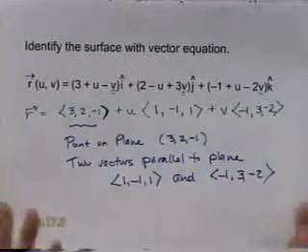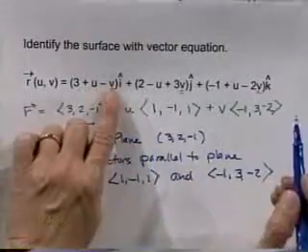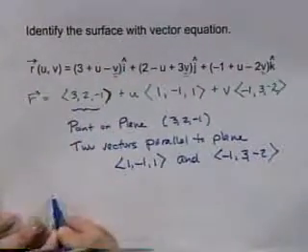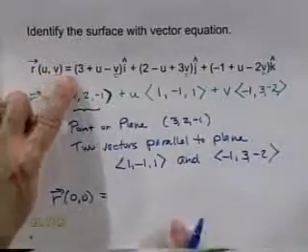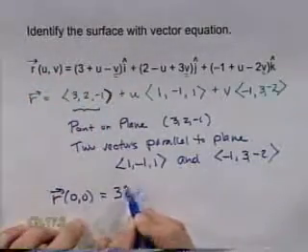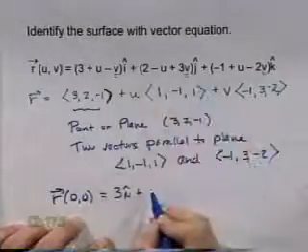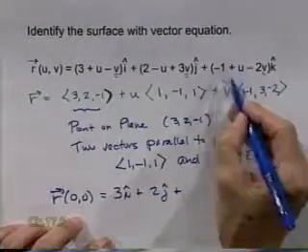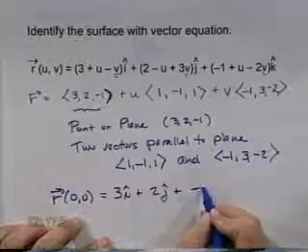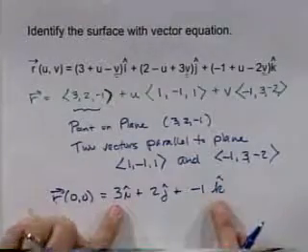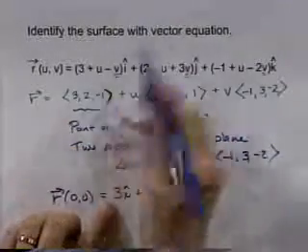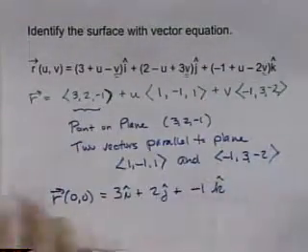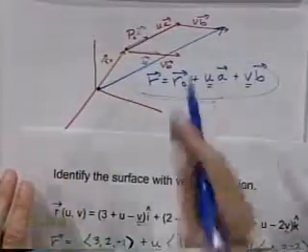Now notice if you let u be 0 and v be 0, let's just look here. If you looked at what's r of 0, 0, if you put a 0 in for u, a 0 in for v, look what you get. 3i plus 2 minus 0 plus 0, 2j, plus negative 1 plus 0 minus 0, minus 1k. That's a point that's on the surface? Yeah, it's the point 3, 2, negative 1. And then you can let u and v vary from minus infinity to infinity, and you'll be getting all the points on the plane as it's sweeping out here, as we just showed.